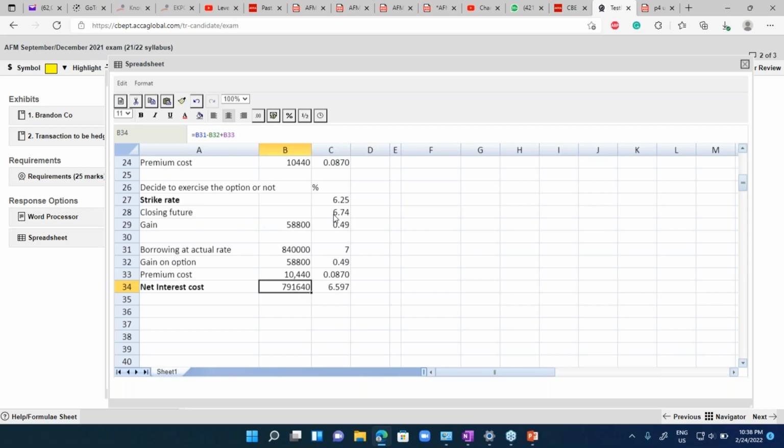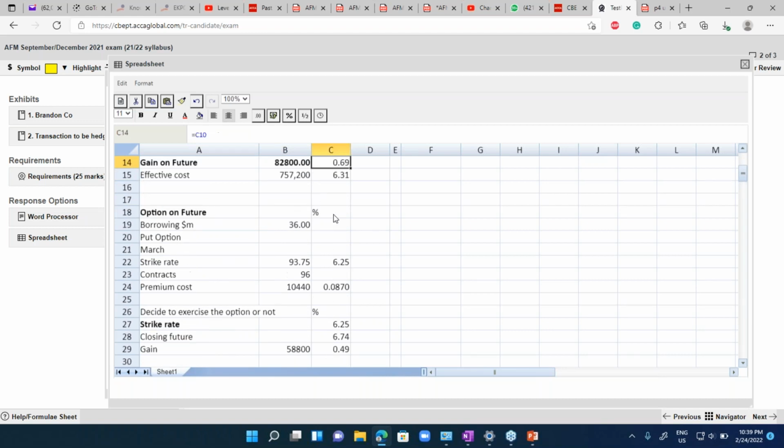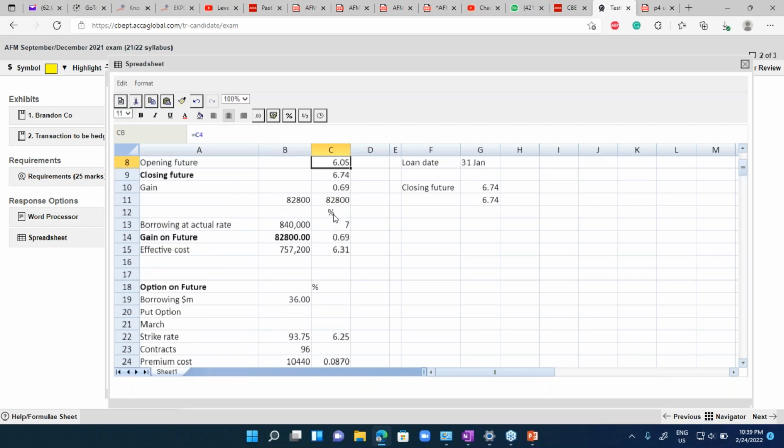Closing future above 6.74. I have copied this 6.74 from above. It is the same closing future which we have calculated from above. 6.74. It is the same 6.74. Okay.